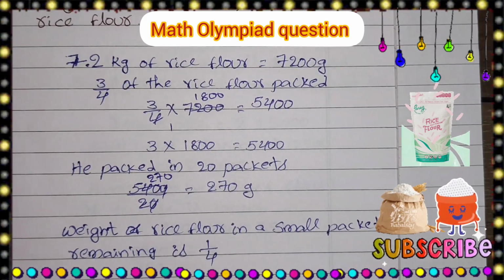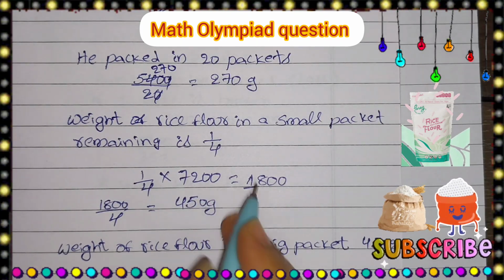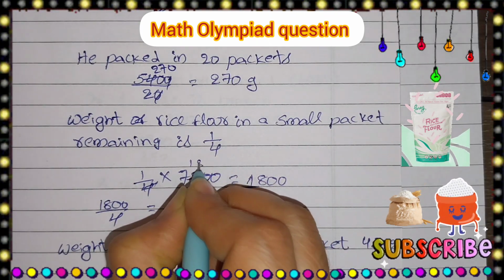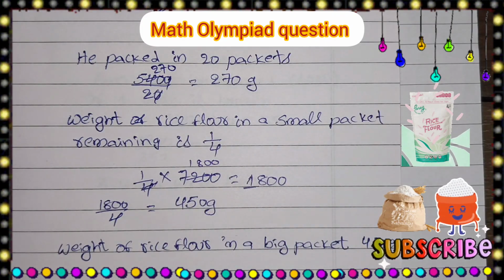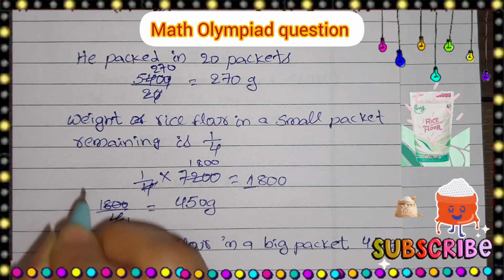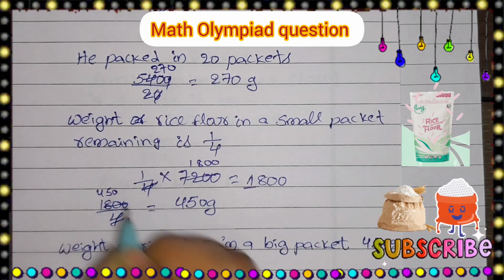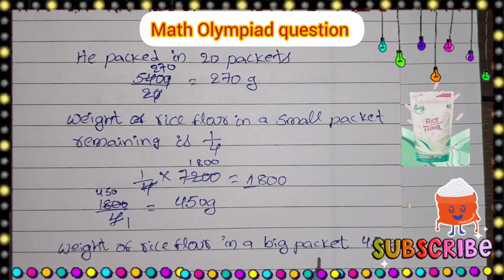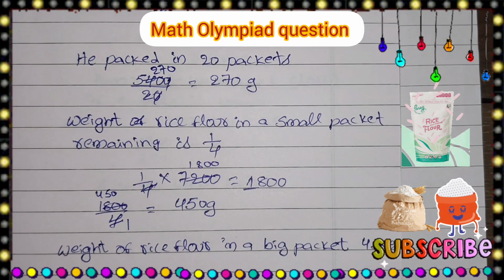Remaining is 1 by 4. 1 by 4 of 7200. 4 ones are 4, 4 eighteen hundreds are 7200. 1800 divided by 4: 4 times 450 is 1800. So 450 grams. Weight of rice flour in a big packet is 450 grams.